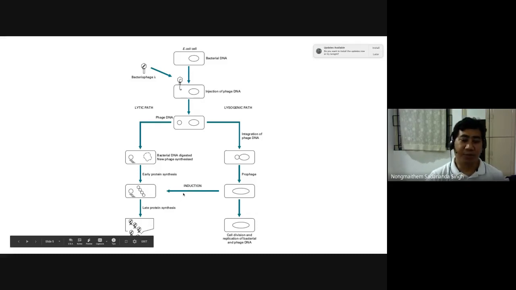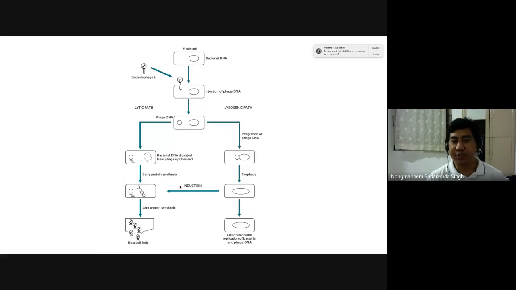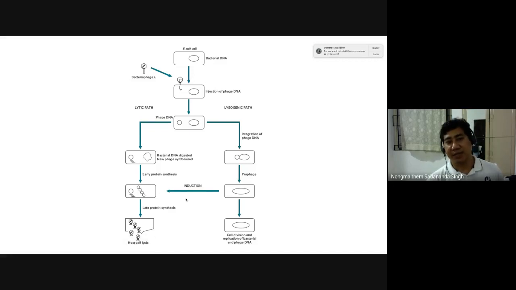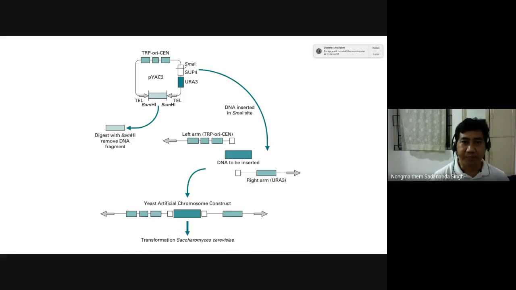Most of the time, when there is a nutrient enriched condition, it goes into the lytic phase. So the viruses which are in the lytic phase can be utilized for cloning purposes. You can clone and then replicate inside the host and multiply inside. So you can utilize the bacteriophage for cloning purposes and do a lot of genetics.